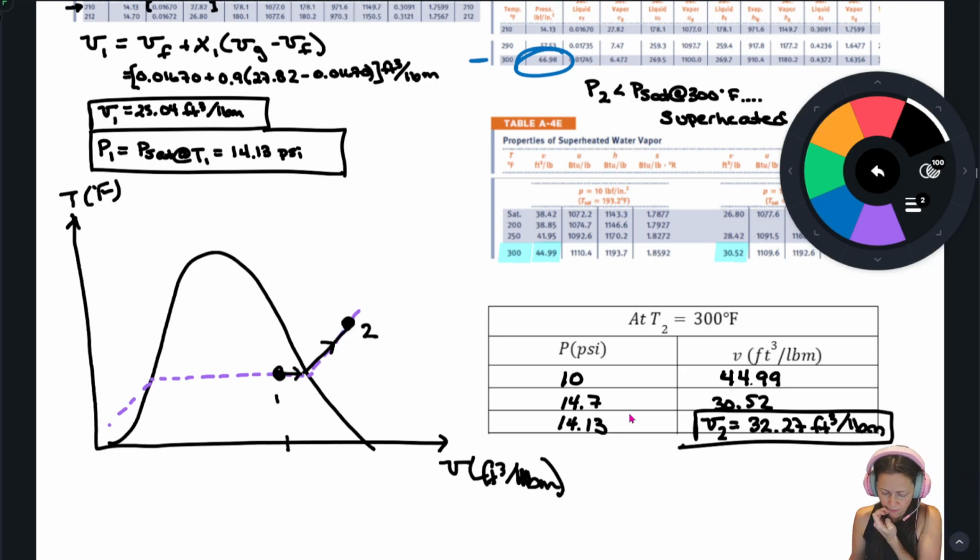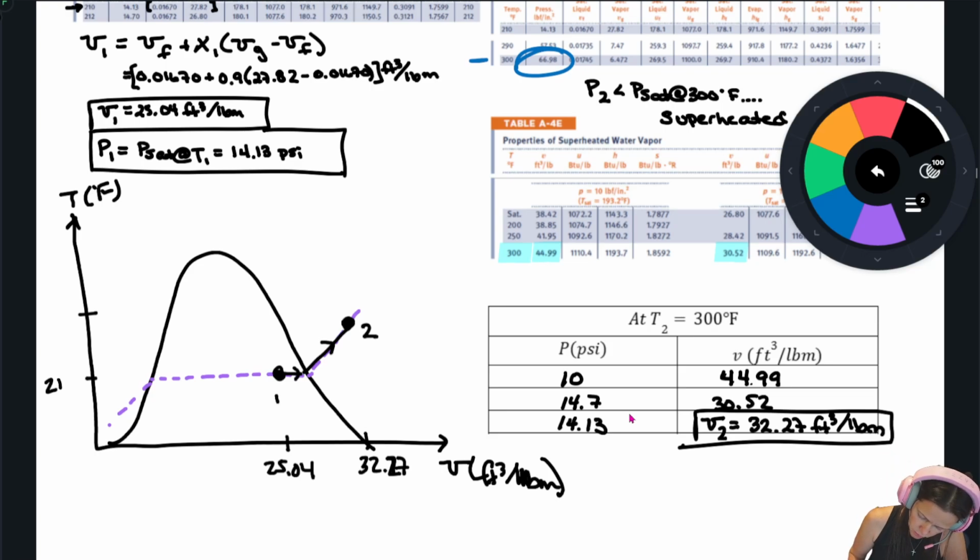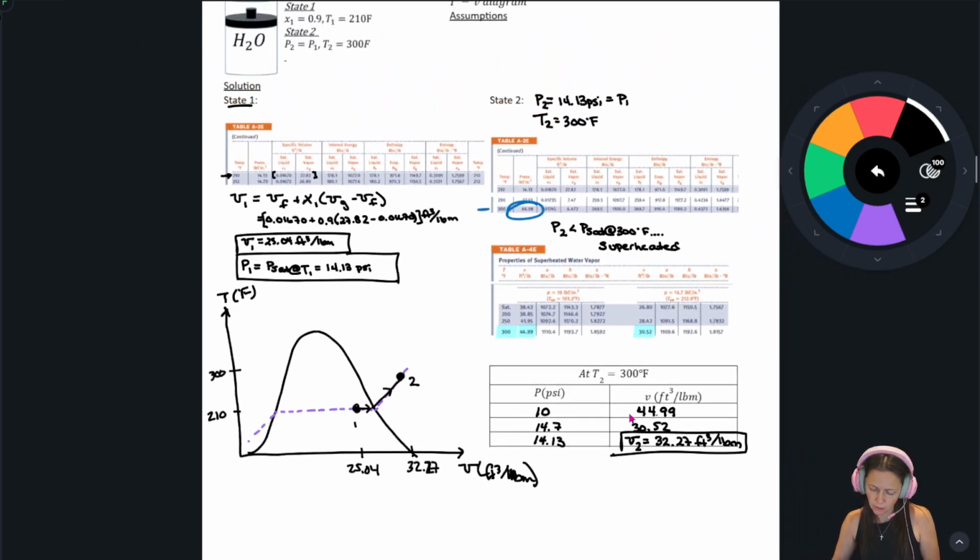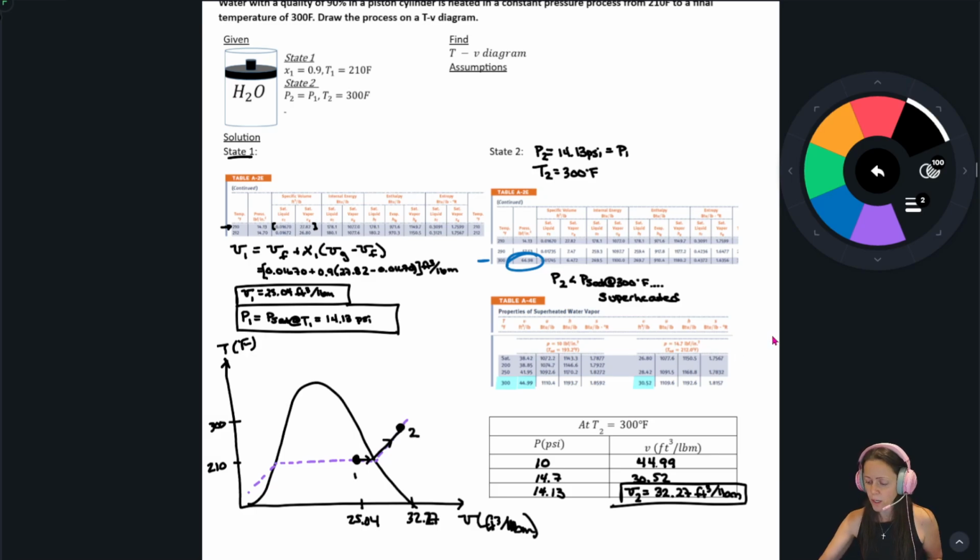Here's state 1, V1, 25.04, and this one is 32.27 feet cubed per pound mass. There's T1, T2. T1 was 210. Actually, these ones were given to us, weren't they? All right, that looks good. I think we got everything there. I'm going to zoom out just so you can maybe see the whole picture. But there you go. Hopefully that was helpful. Let me know if you have any questions.